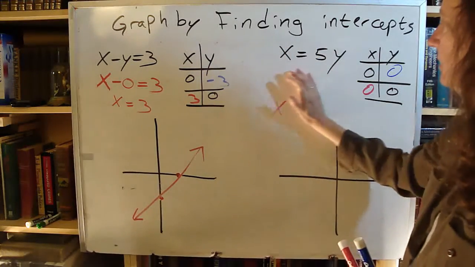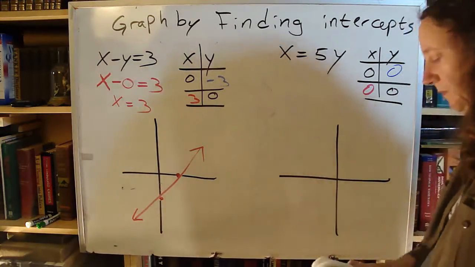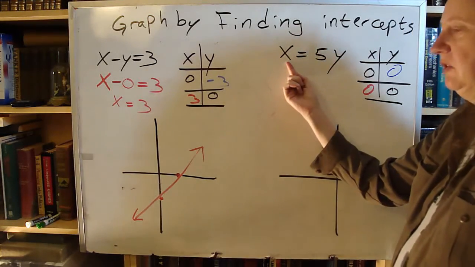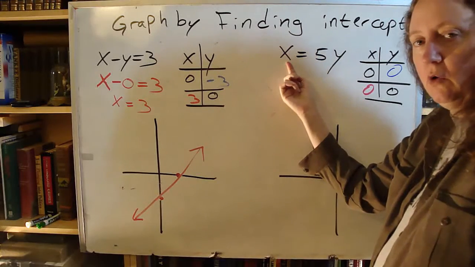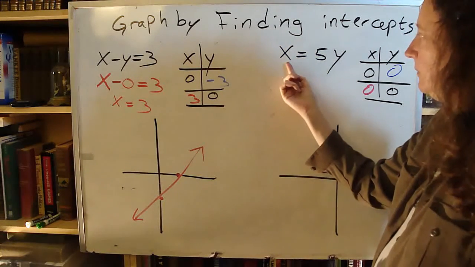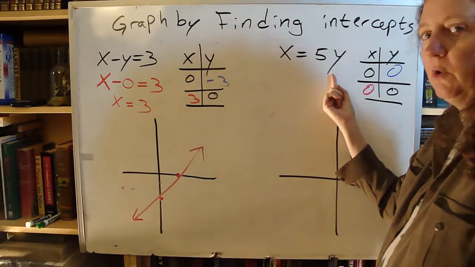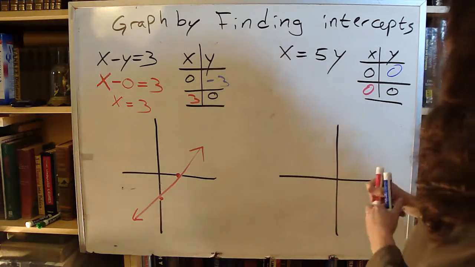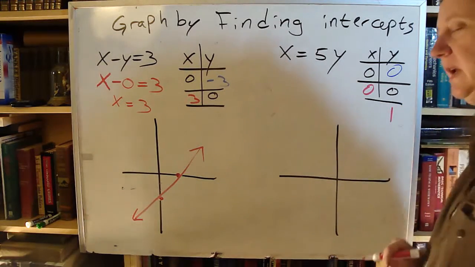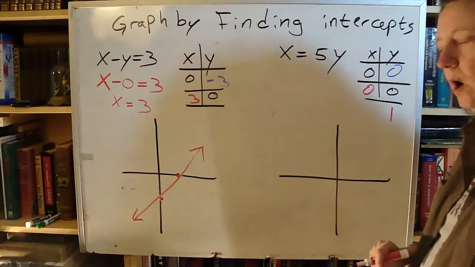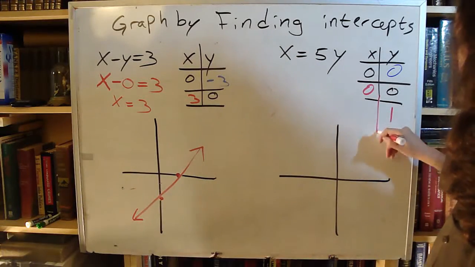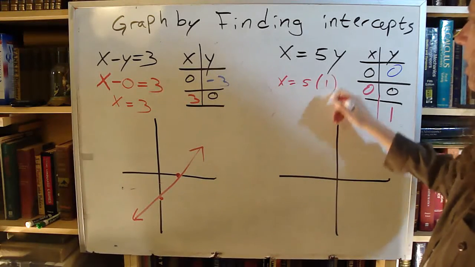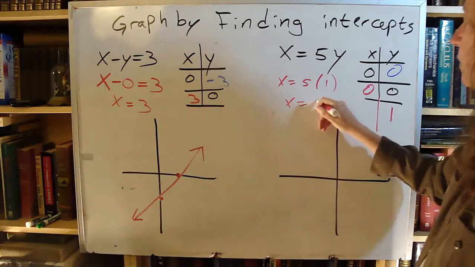If you remember, if you watched that video, if I have one letter that is already solved for, it's already alone on its one side of the equal sign, I choose a number for the other letter. So I'm going to choose a number for y. And I'm going to make it an easy number to multiply by, 1. So now I have x equals 5 times 1. So x equals 5.